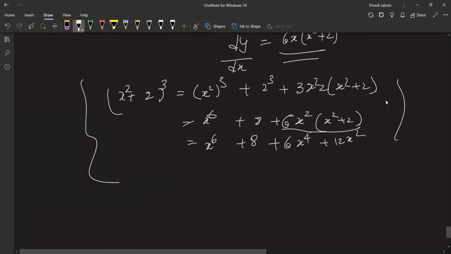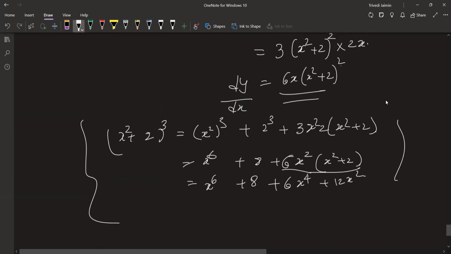Sir, can you show? Yeah. Even one more way we can solve this question. So we still have to differentiate it, right? Yeah, now we have to differentiate this one. So 6x to the power 5 plus 0 plus 24x to the power 3 plus 24x to the power 1. So this will be the final form. Now, if we expand this one, we'll get the same values here.